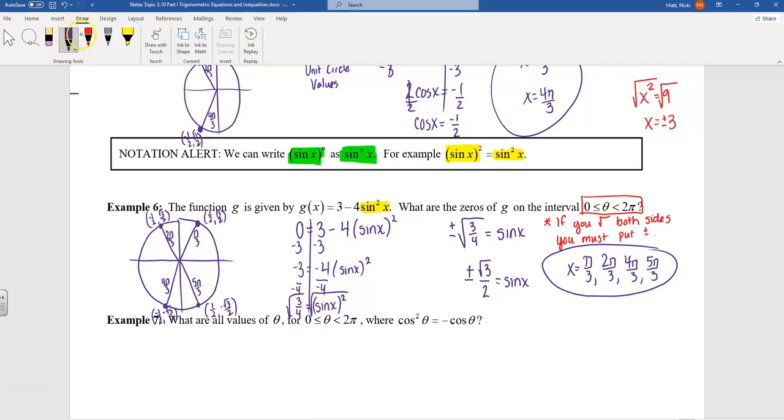Because when we have quadratics, I was about to just change things to quadratics, right? When we have quadratics with something squared, we move everything to one side, right? So I could do cosine squared theta plus cosine theta equals 0.